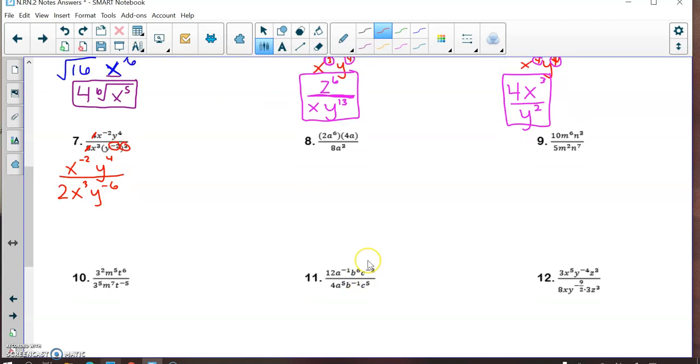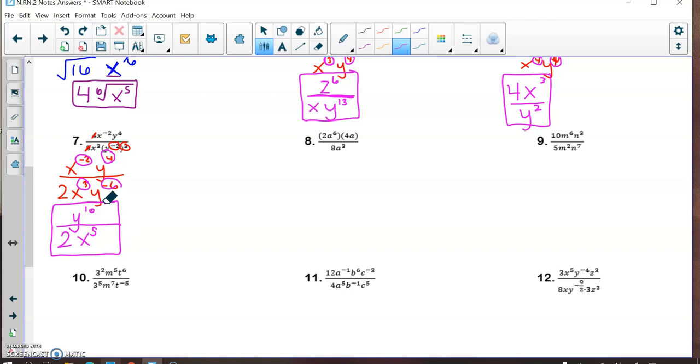All right. So, starting to simplify, the 2 is going to remain in my denominator. The x will be in my denominator because a 3 is greater than a negative 2. So a 3 minus a negative 2 gives you a 5th power. And then the y is going to be in my numerator. A 4 minus a negative 6 is really a 10. And now that's fully simplified.